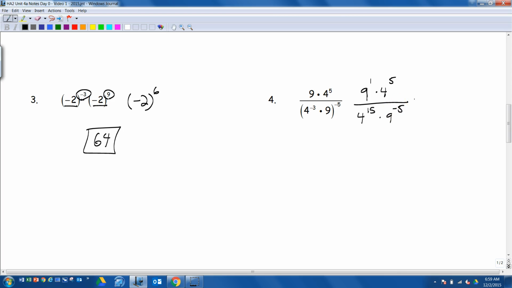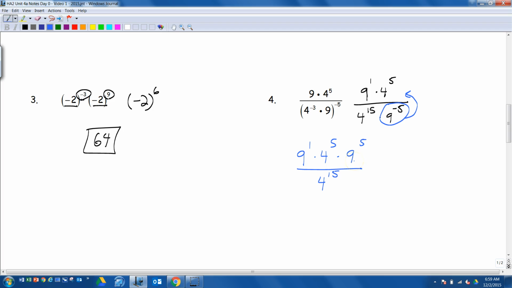Alright, so here's the one where I want to show you what this negative exponent does. If it's on the bottom, all the negative exponent signifies is I'm moving this up here and making it positive. Okay, so this turns into 9 to the 1st times 4 to the 5th times 9 to the 5th. The negative exponent brought it back up over 4 to the 15th.